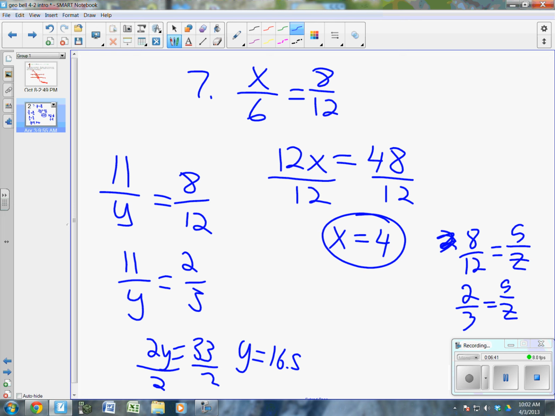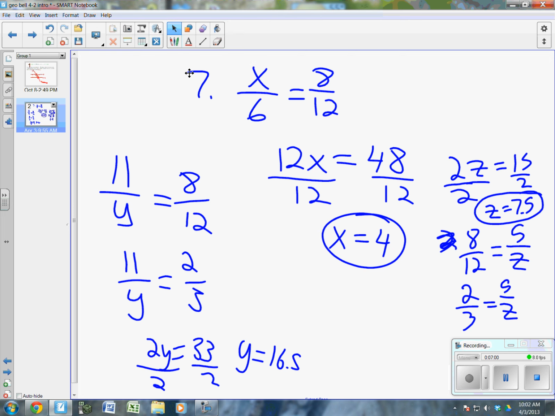And I'm going to cross multiply. 2 times z is 2z. 3 times 5 is 15. Divide both sides by 2, and you get z equals 7.5. Okay, so that was 7.5.